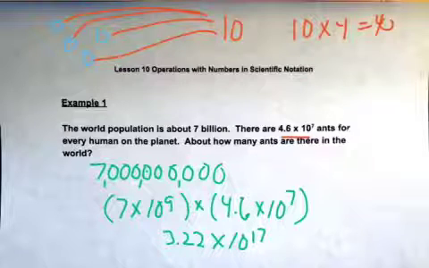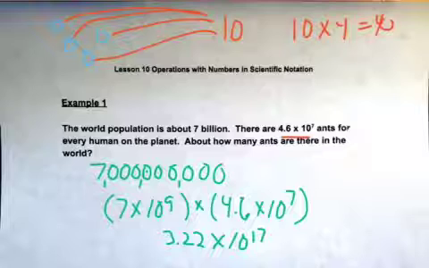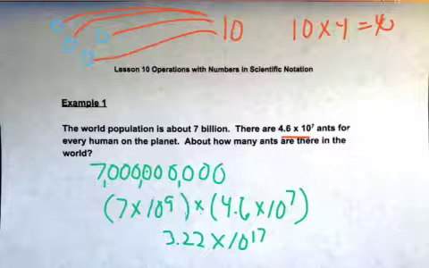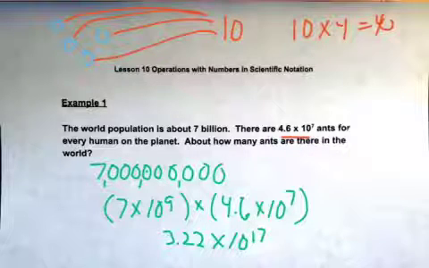Okay, so again, a key word here is how can I figure out what operation? So there's 7 billion. For every person, there's 4.6 times 10 to the 7th ants. I'm going to multiply to figure out how many total ants are in the world. Okay, so let's take a look at the next example.